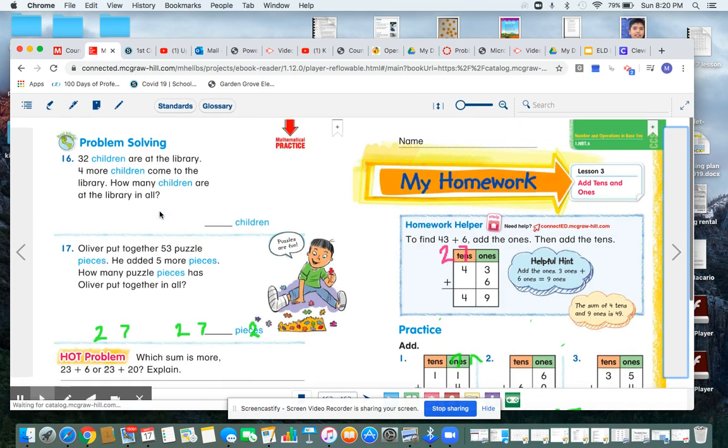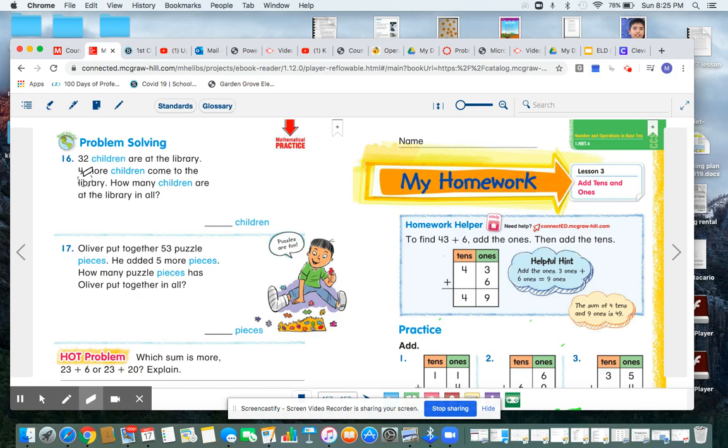So I'm going to read this part for you. So I want you guys to go ahead and, okay, so then remember, boys and girls, when we read, we always underline the important information, and then we box the words that are important. So 32 children, 32 children are at the library. 4 more. More, I'm going to circle more because it tells me plus. 4 more children come to the library. How many children are at the library in all?